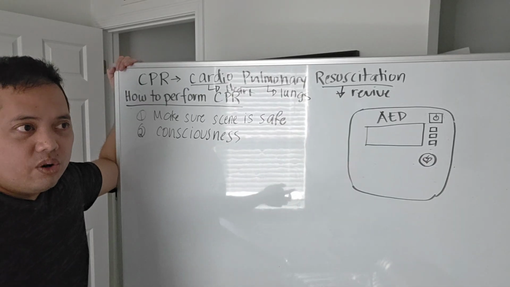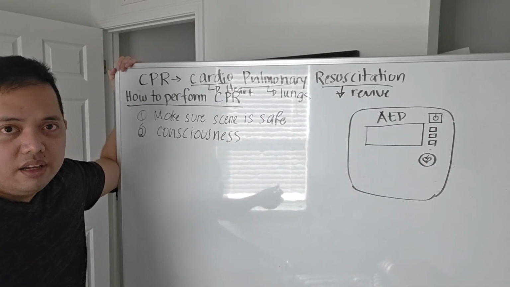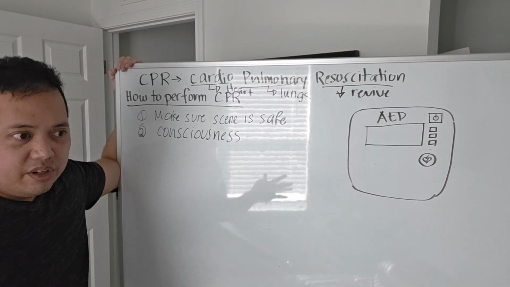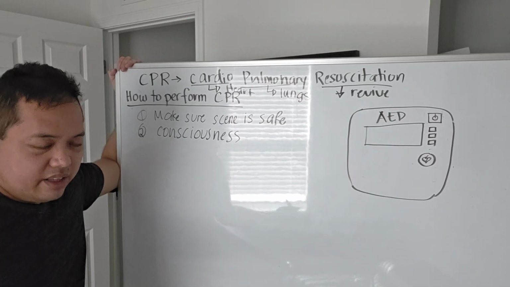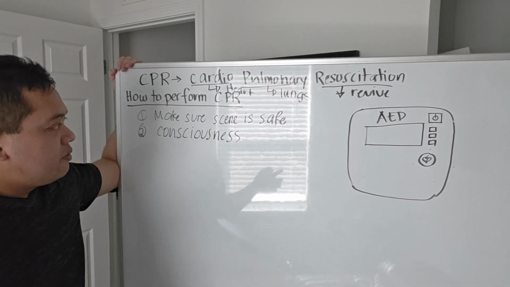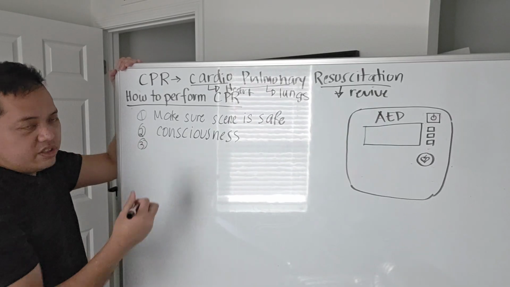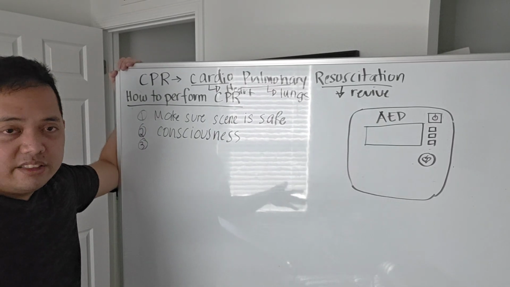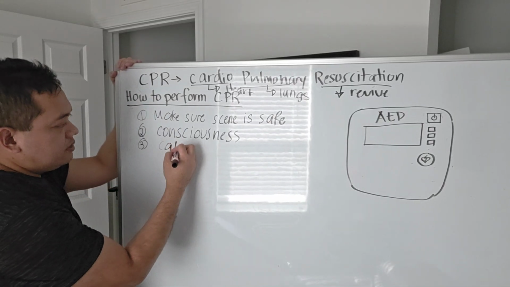Or worst case scenario, you can do a sternal rub to elicit some response, especially if they're in a coma or not really breathing or don't have a pulse. So if they're unconscious and not responding to your tactile stimulation, then you have to call for help.